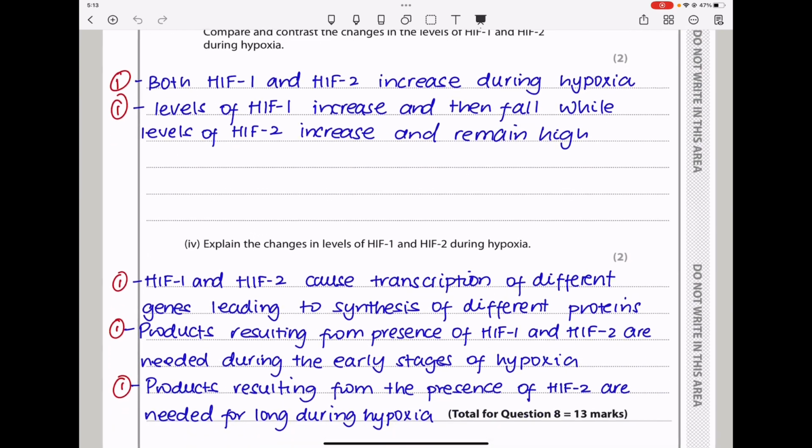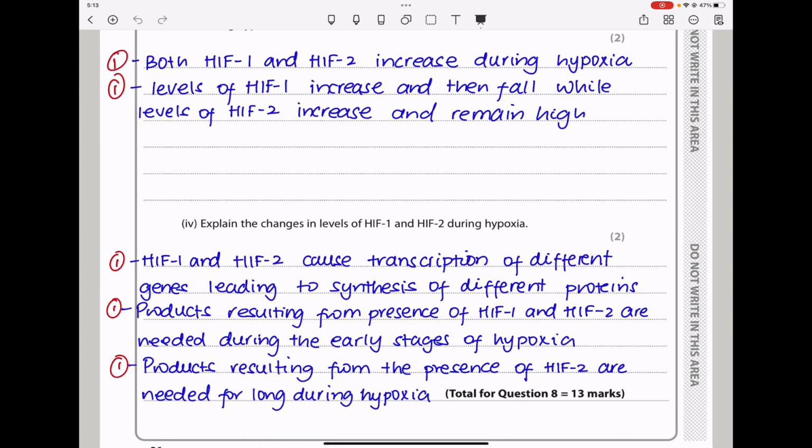Down here they say explain the changes in levels of HIF1 and HIF2 during hypoxia. This is explaining why they do increase. So I said HIF1 and HIF2 cause transcription of different genes, leading to synthesis of different proteins, and then the products resulting from presence of HIF1 and HIF2 are needed during the early stages of hypoxia. Products resulting from presence of HIF2 are needed for longer during hypoxia than those from HIF1. So this brings us to the end of question 8.